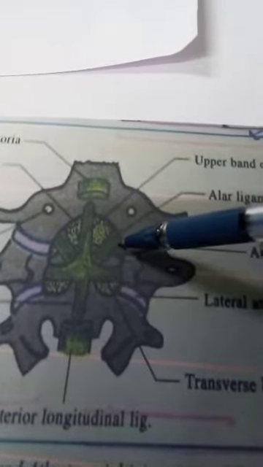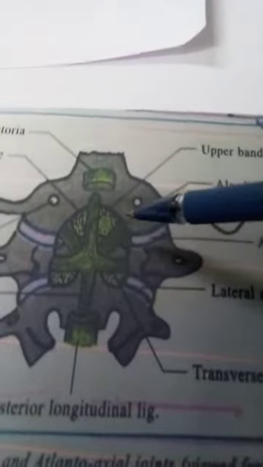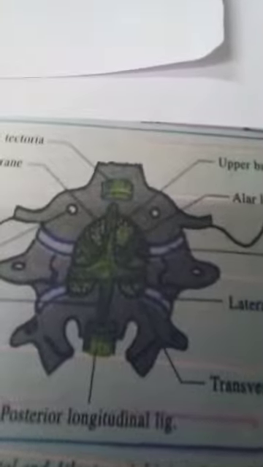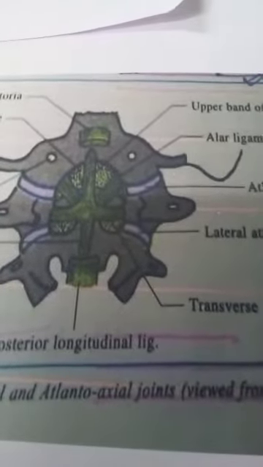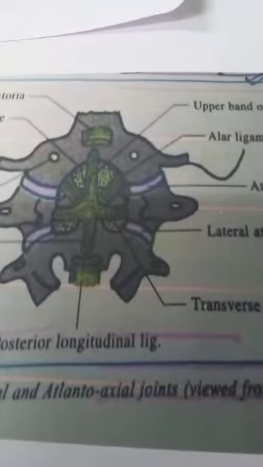The alar ligaments are stretched during flexion and relaxed during extension of the head. These ligaments also check the excessive rotation of the atlantoaxial joint.